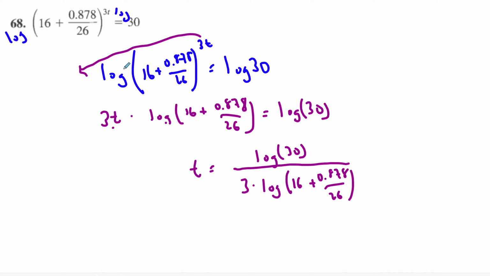Now, maybe someone's thinking, hey, wait, I could bring that 3 up, and you're right. Or I could have just brought the t down and left the 3 up there, and that would have been fine too. Now, the tricky part is making sure that you put this in correctly, but it's not that bad. So you're taking the log of 30 over the log of 3 times the log of this whole mess. So just be careful when you type it in. 16 plus 0.878 over 26 is 0.408. All that, and you get that single number. Kind of disappointing in some ways.